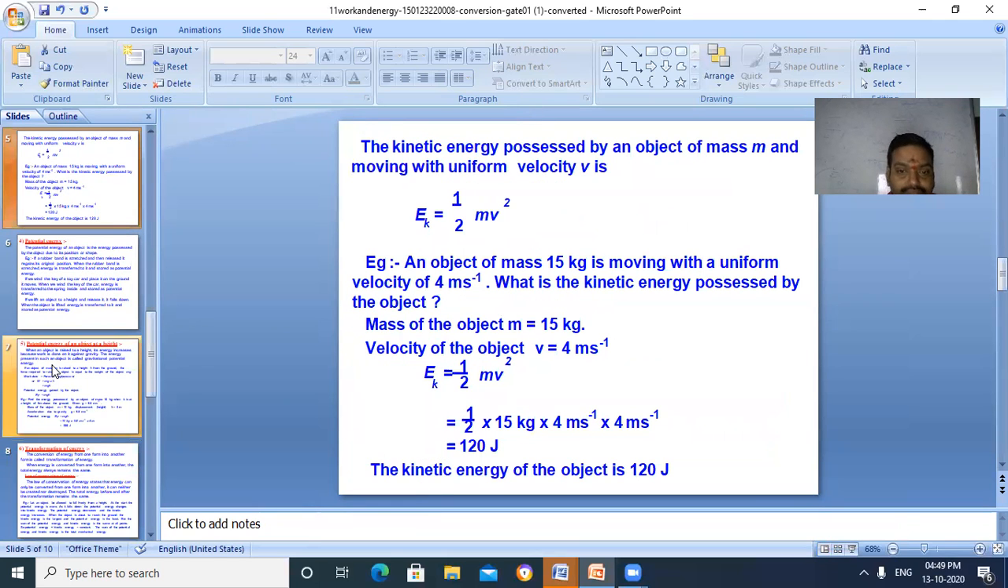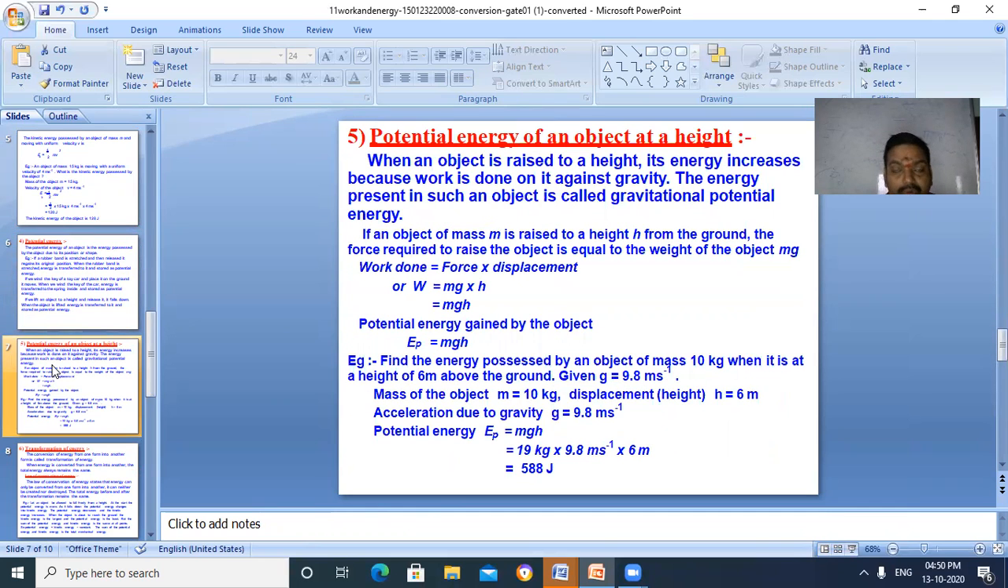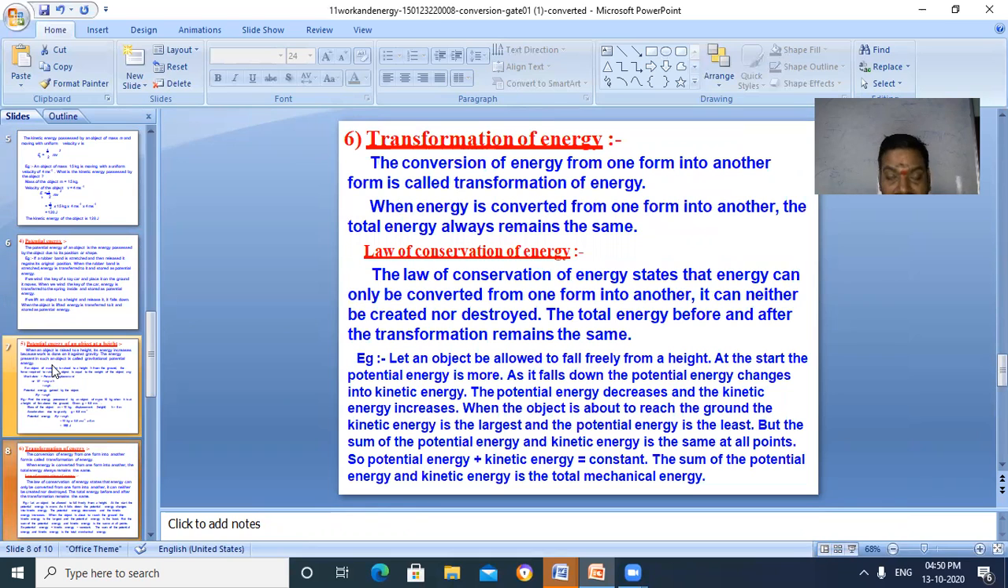Next, we see the relation for kinetic energy in terms of velocity. Then we have potential energy. Again, we see the definition of potential energy, and of course on what factors it depends. Potential energy is a function of mass, gravitational acceleration and height. And the units for P.E. and K.E.